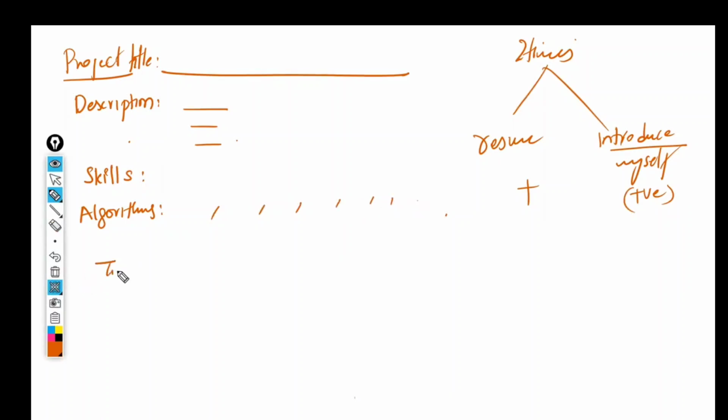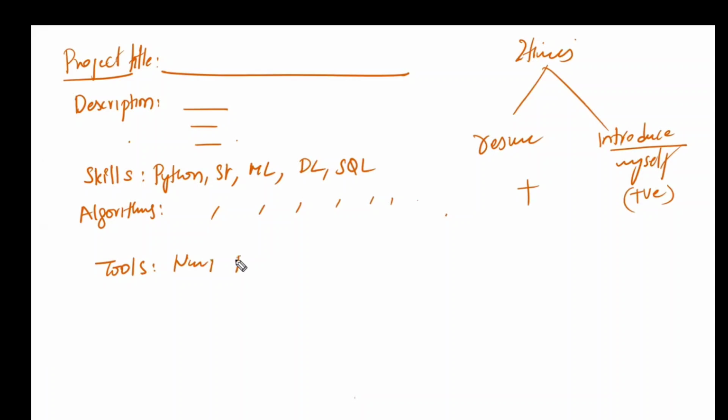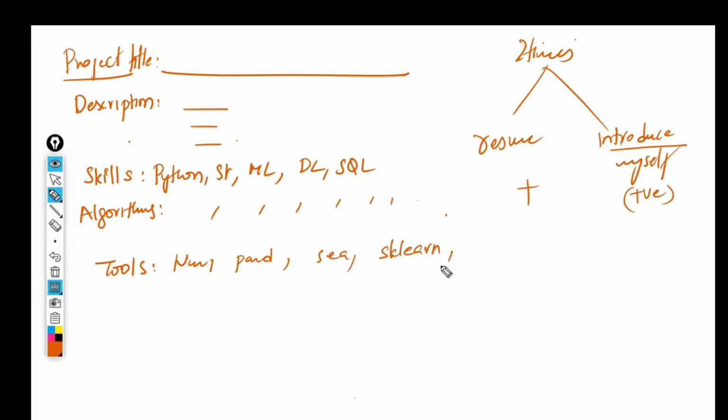And whatever tools you have used, you know Seaborn. How can I know that? Skills are with respect to Python, statistics, ML, DL, SQL. These are called skills. Libraries: within Python, you know NumPy, Pandas, Matplotlib, Seaborn, sklearn, statsmodels, SciPy. These all come under tools.